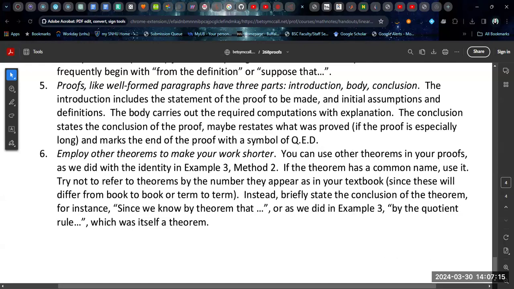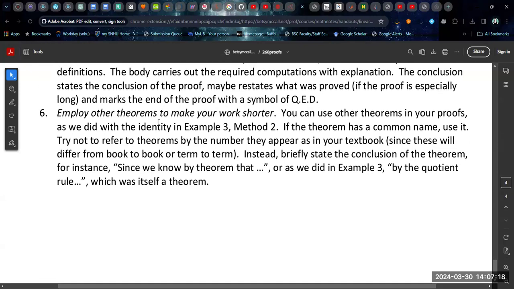And of course, when possible, employ theorems to make your work shorter. So if you can invoke other theorems, like in our example with the hyperbolic trig functions, if you can invoke the fact that the derivative of hyperbolic sine is hyperbolic cosine, and the derivative of hyperbolic cosine is hyperbolic sine, that made the work much easier. You don't have to go back as far to the exponential definitions. You can, but you don't need to, and that will make your proof easier to follow and more concise.